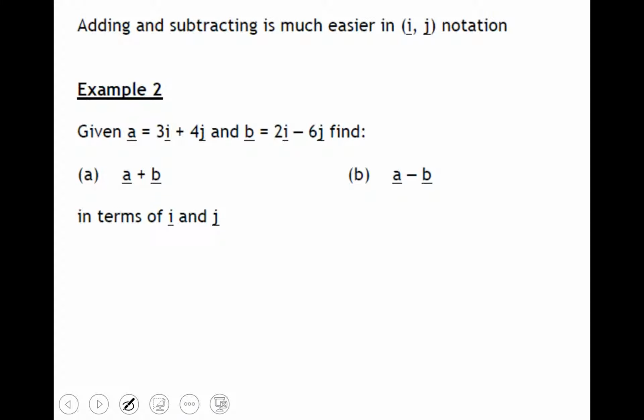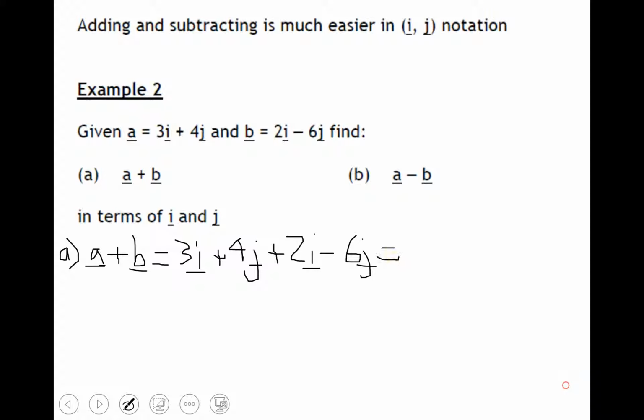Adding and subtracting is much easier in ij notation. In example 2, we're given a equals 3i plus 4j and b equals 2i minus 6j, and we're to find a plus b and a minus b. So a plus b equals 3i plus 4j plus 2i minus 6j. 3 lots of i plus 2 lots of i is 5i. 4 lots of j take away 6j is minus 2j. So a plus b is equal to 5i minus 2j.